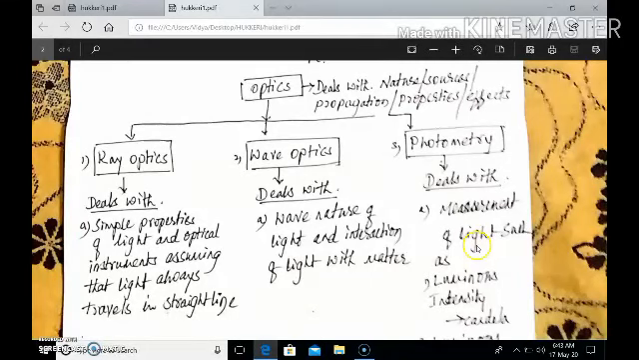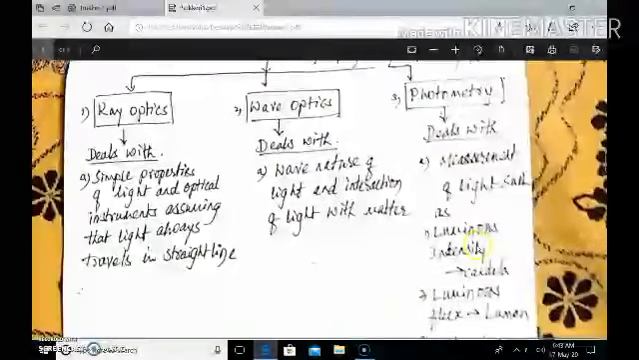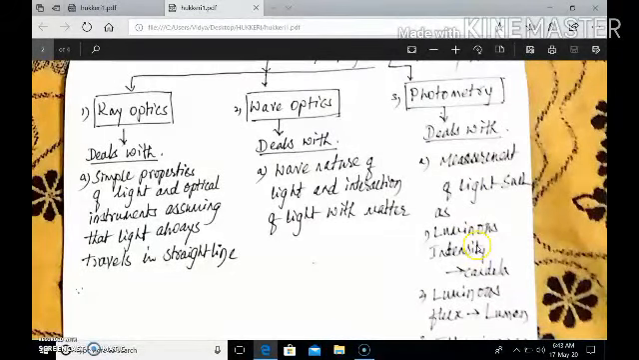This optics is further classified as ray optics, wave optics, and photometry. Ray optics deals with the simple properties of light, the first four properties we have listed above, and optical instruments, assuming that the light always travels in a straight line. So in this particular chapter we will be studying a number of optical instruments like a simple microscope, compound microscope, and telescope.